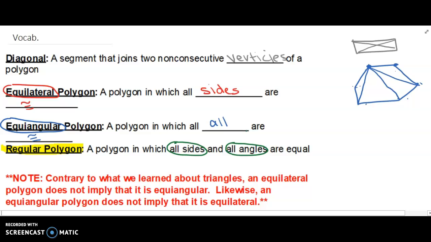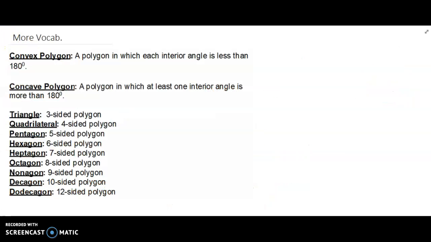Now, I know last chapter we talked a lot about in a triangle, if all three sides are congruent, then all three angles are congruent. If two sides are congruent, then two angles are congruent. That is only true for triangles. Okay, that is not true for other polygons. You can have a 10-sided polygon and have all the same measure of sides, but all different angle measures. So just know that unless you're told it is regular, meaning all sides and angles are congruent, you cannot assume that.